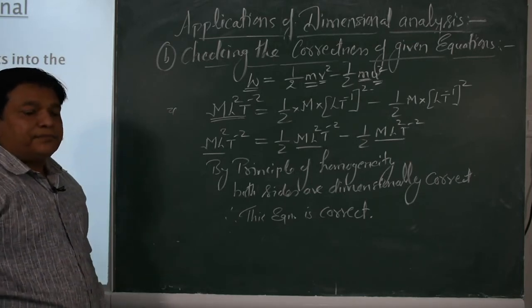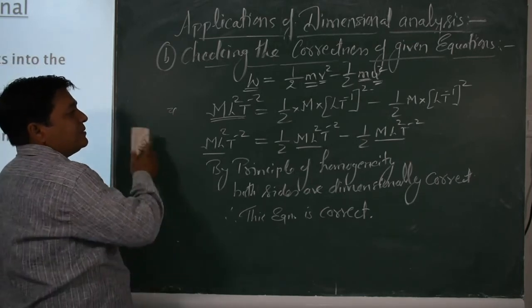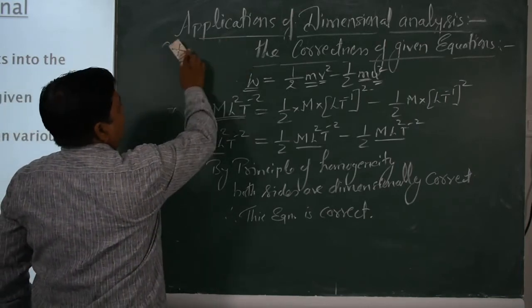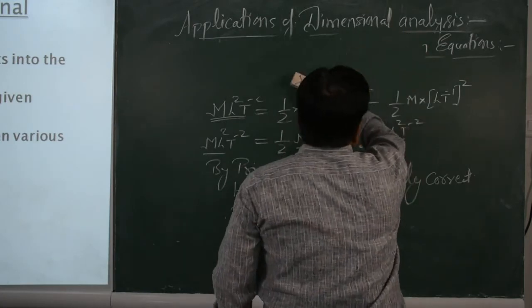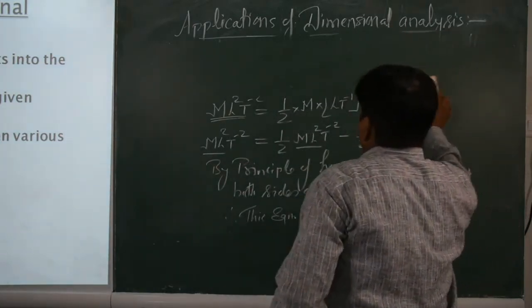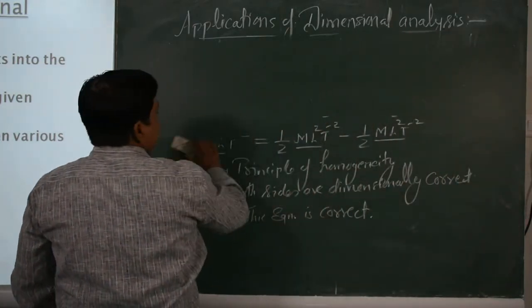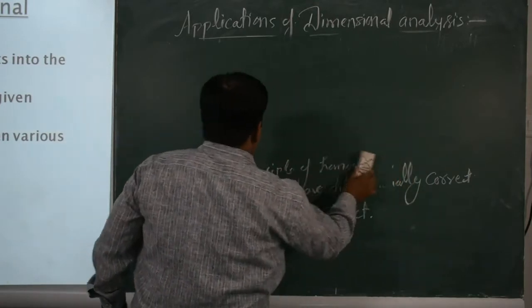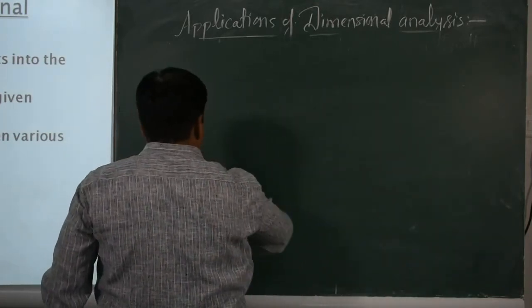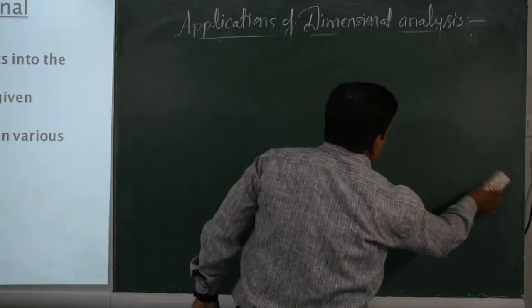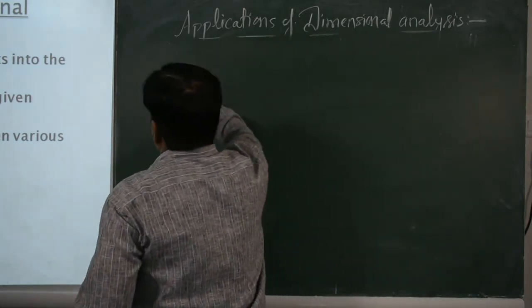Okay. So, we will go through the last application of dimensional analysis, and this is to derive the relation between various physical quantities. Whether the given relation is correct or not, we have to derive it. Or what is the relation? We have to derive the relation.